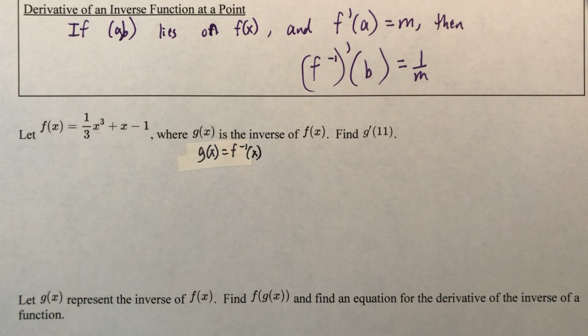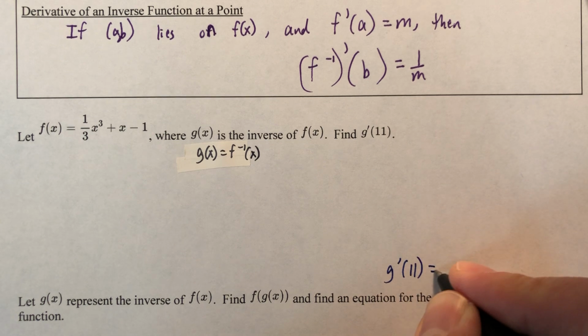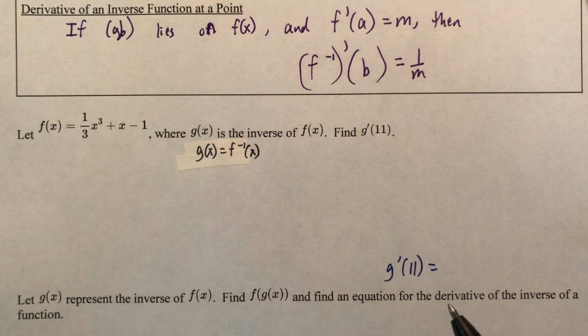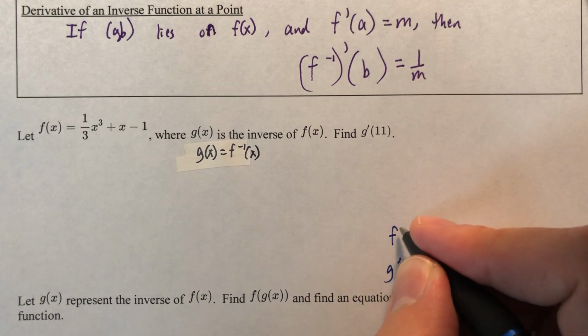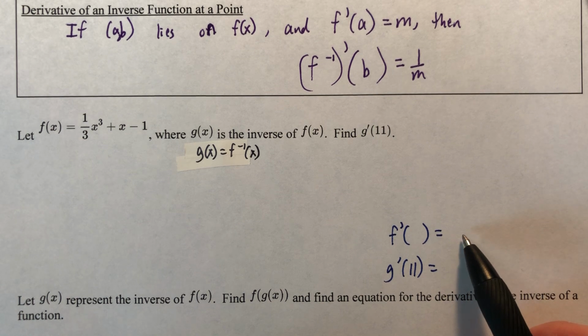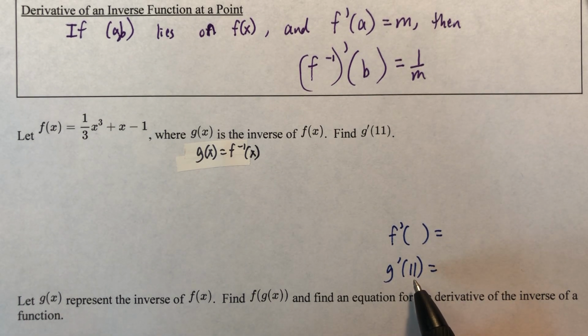Okay, so here's the deal. I want to know the final answer, g prime of 11. Well, the derivative of the inverse has a slope that is the reciprocal of the derivative of the corresponding point on the original function. I need to know this, and I will reciprocate it to get this answer. But I don't know what corresponds to 11.